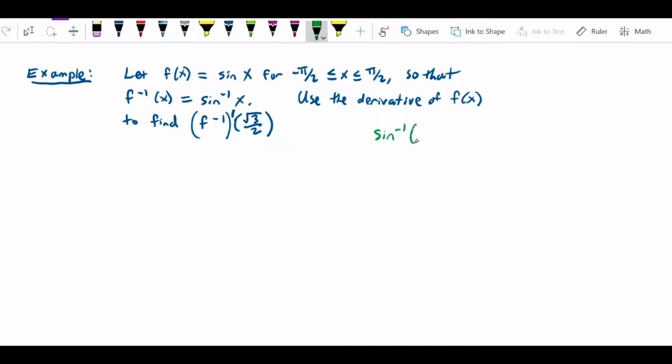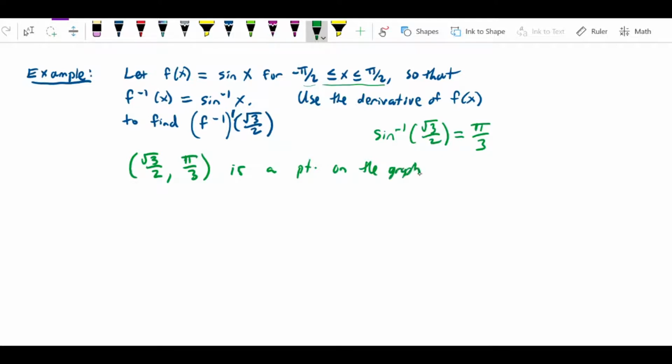Arcsine of root 3 over 2 is equal to pi over 3. Why is that? Well, recall what arcsine is. The arcsine of root 3 over 2 is the angle in this interval whose sine is root 3 over 2, and the angle that fits that description is pi over 3. So what that means is that root 3 over 2 comma pi over 3 is a point on the graph y equals f inverse, in other words, which we've defined as arcsine of x.